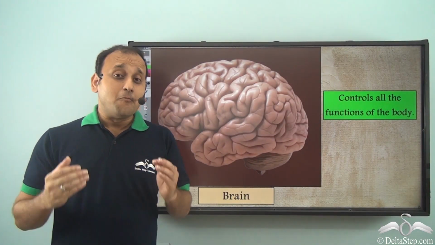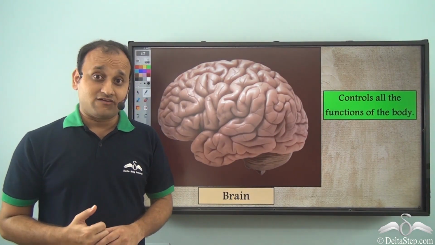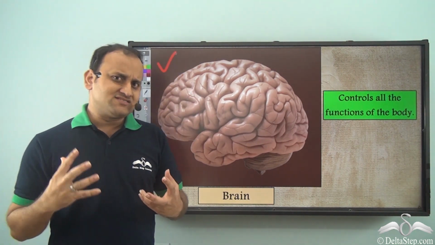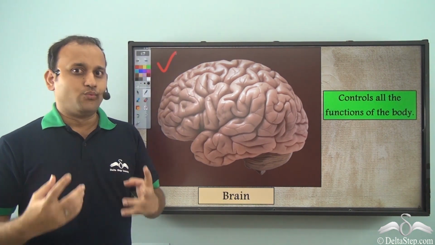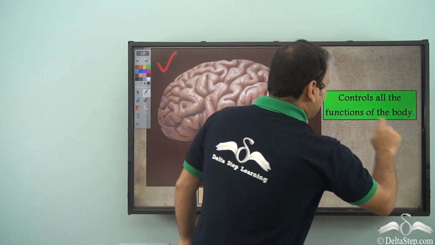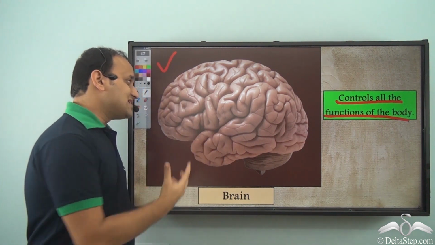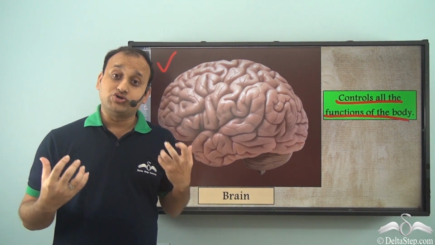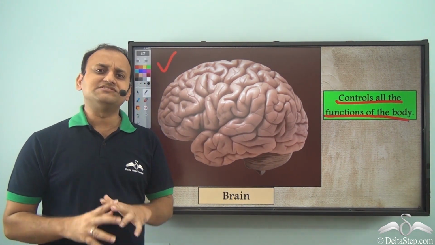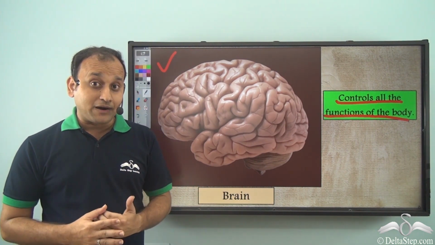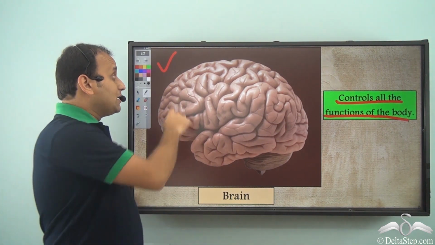Now, one of the most important organs in our body is the brain. And what is the main function of the brain? Well, the brain controls all the functions of the body. That is, brain is like a control system. It controls the entire function of the body. So all the different parts work according to the brain.